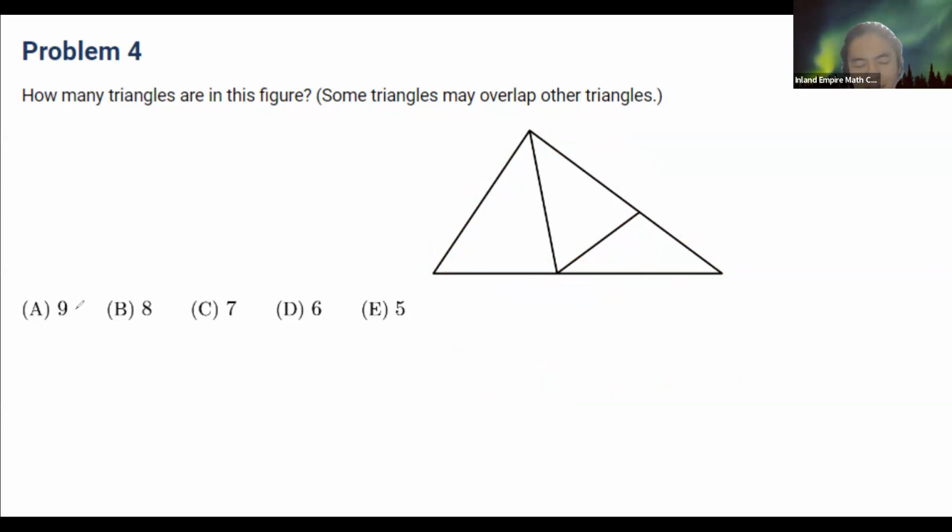Jasper, you want to go ahead and annotate? Just do this and show us how you got the triangles. Oh, yeah. Okay. No worries.